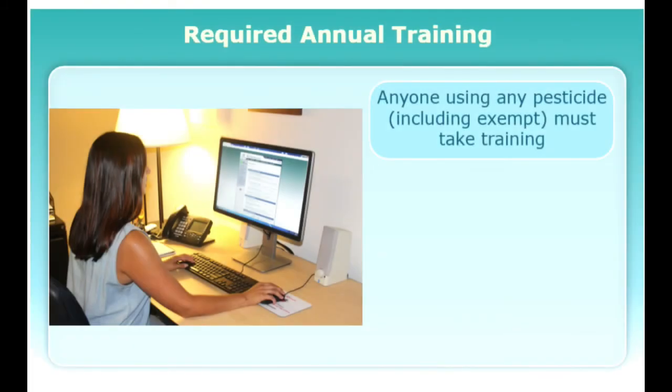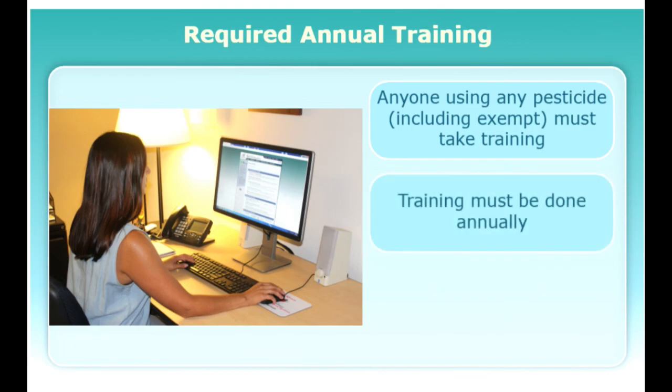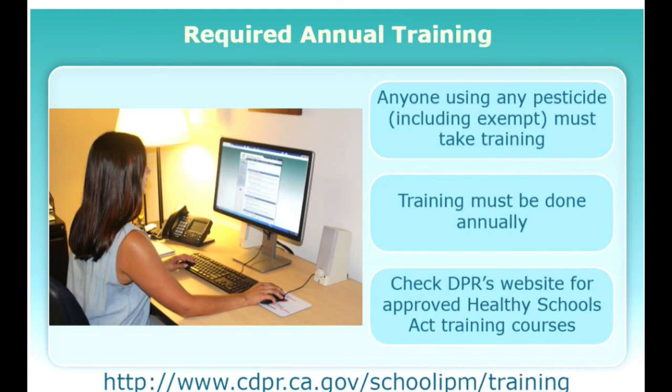If you use or intend to use any pesticide on school grounds, you must take an annual Healthy Schools Act training course, such as the course you are taking now. The training must focus on school IPM and the safe use of pesticides in relation to the unique nature of schools and children's health. Check the DPR School IPM website for free training opportunities, which include online courses, in-person workshops, and DPR-approved outside courses that meet the training requirements of the Healthy Schools Act. Again, anyone at a school site who applies pesticides, including sanitizers and disinfectants, must take a DPR-approved training course before making a pesticide application, and annually thereafter.